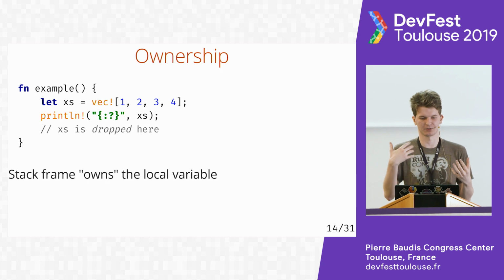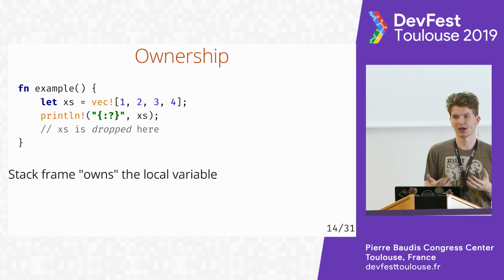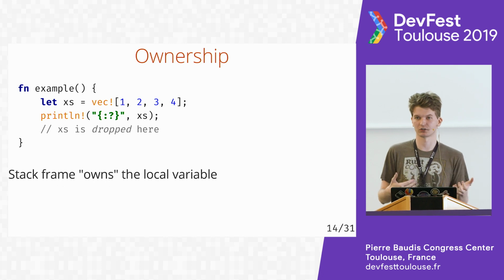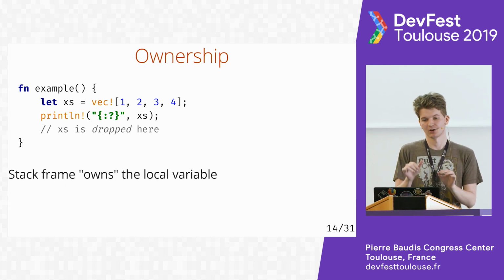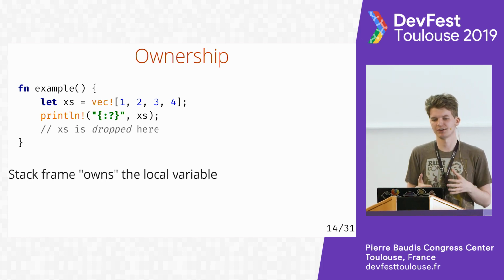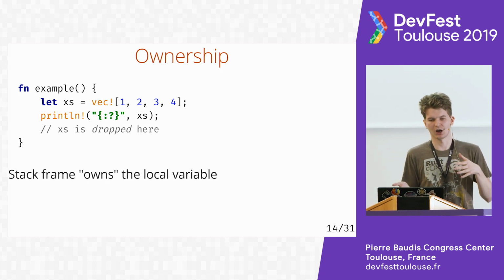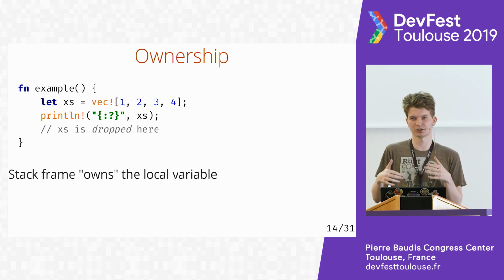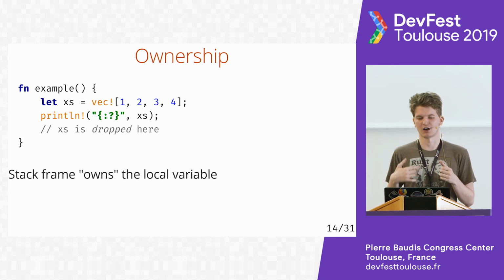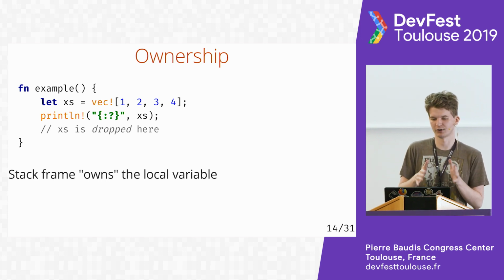Here we have an example function, which creates a vector of 4 numbers. And this vector is like a C++ vector or Java's ArrayList or a Python list. It's a buffer of 4 numbers allocated on the heap. Here, the owner of this vector is this xs local variable. So when the example function completes, when xs goes out of scope, it deterministically destroys the vector. On the closing curly brace happens the deallocating of the buffer on the heap.